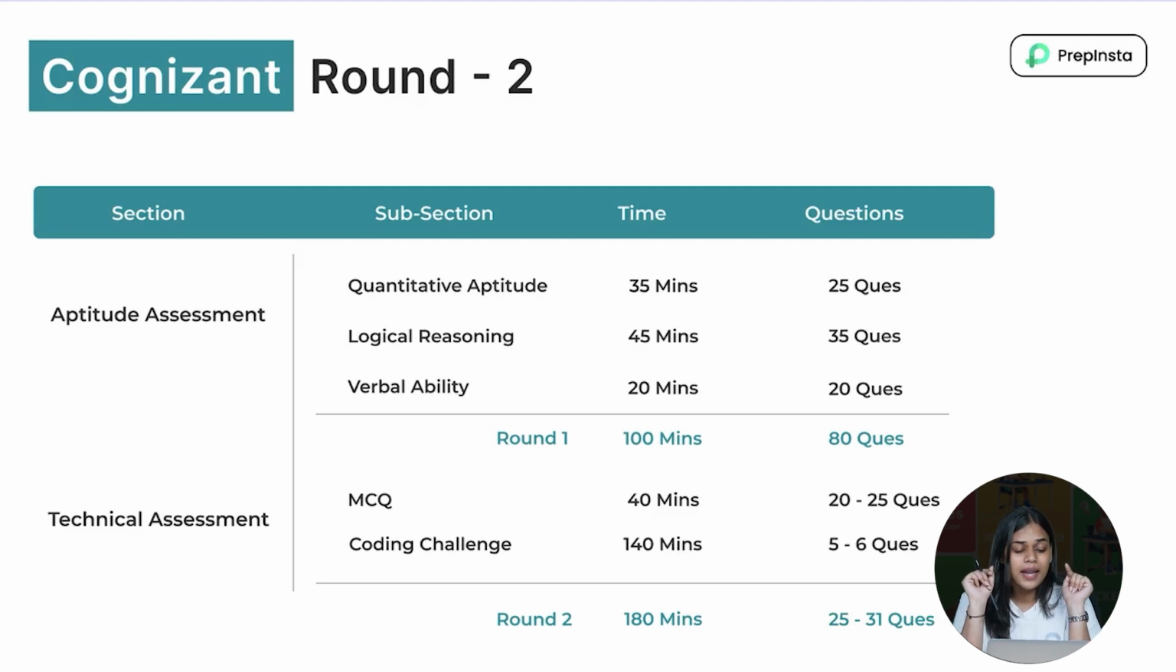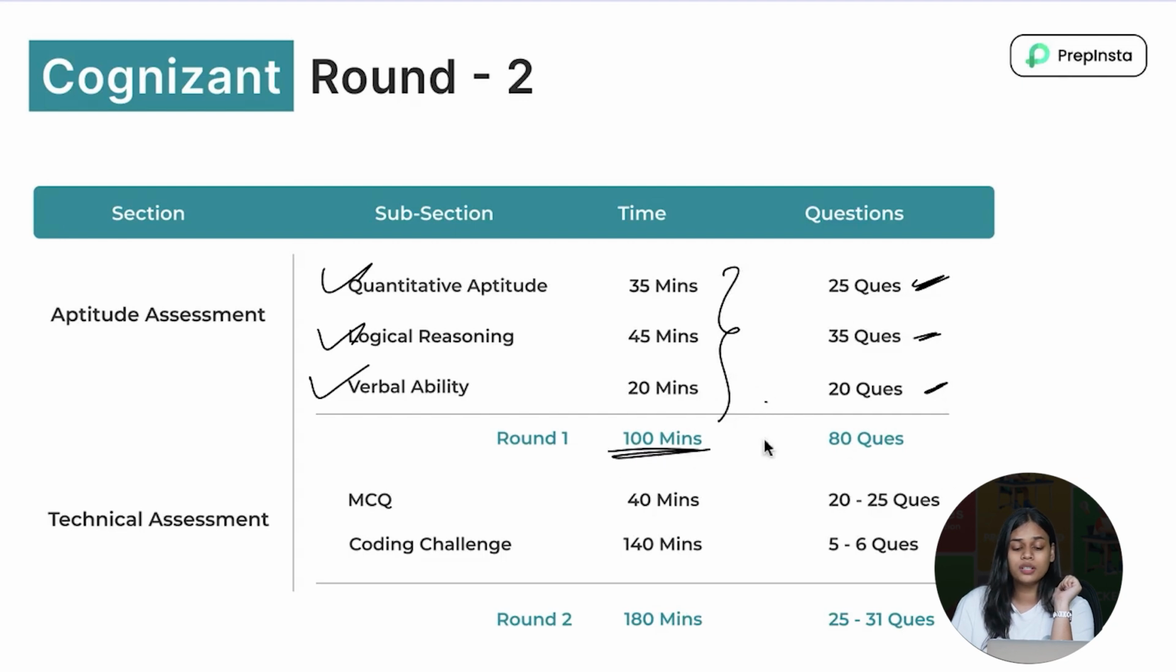All right. Next, you have aptitude test and technical assessment. Now, for aptitude assessment, you have the basic sections: quants, logical, verbal ability, nothing too great, nothing too confusing. You're going to have 25 questions for quants, 35 for logical, and 20 questions for verbal. And the times are right here on your screen. Total time and total questions, 80 questions. All right. Moving ahead, you have the technical assessment.